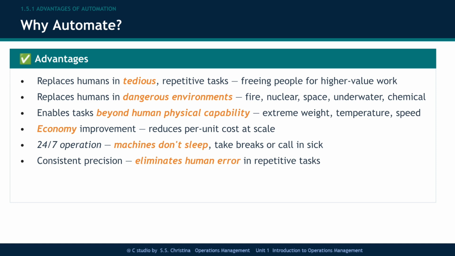3. Superhuman capability. There are tasks that are physically impossible for humans. Handling components at temperatures of 1,000 degrees Celsius, or assembling microchips that are a few nanometers wide. Automation extends what humanity can manufacture. 4. Economy. At scale, automation dramatically reduces per unit cost. A robot arm may cost $100,000, but if it replaces 3 workers over 10 years, the economics can be compelling.